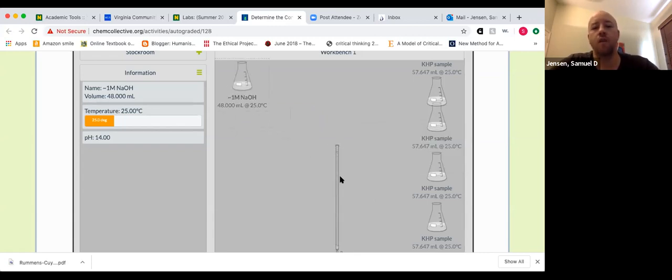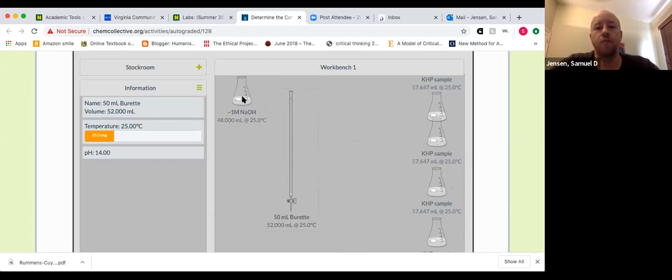Okay, all right. So we have our burette prepped and ready to go. We have added our sodium hydroxide to it. We have a prepared KHP sample. I have dissolved my KHP into 50 milliliters of water. I've added my indicator. I have everything here that I need.